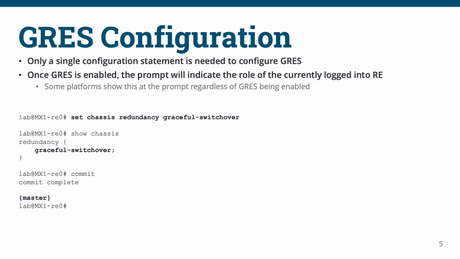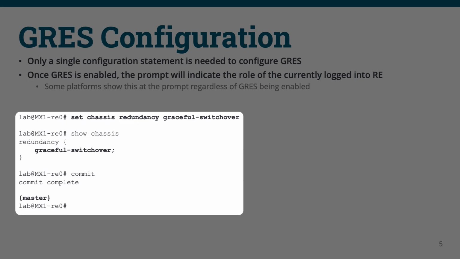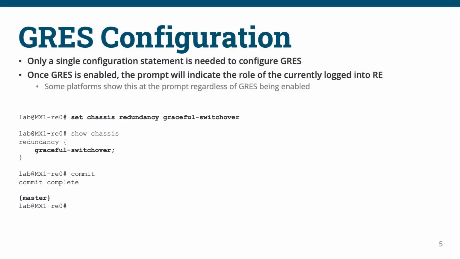Only a single configuration statement is needed to enable GRES. Simply applying the set chassis redundancy graceful switchover command and committing the configuration is sufficient to enable GRES. Recall, however, that you still need to apply the set system commit synchronize command to ensure Junos automatically synchronizes configuration changes with the backup routing engine.